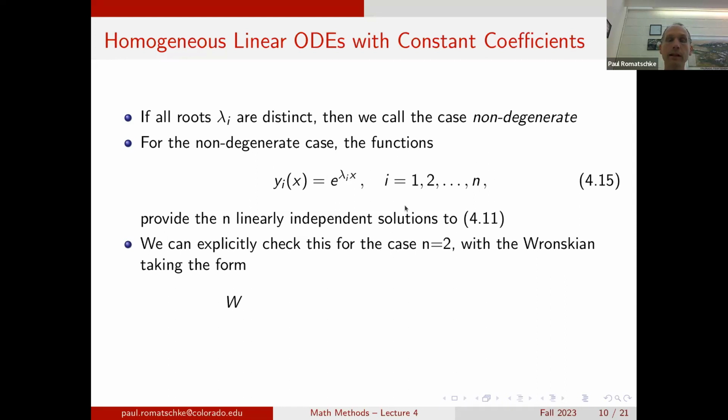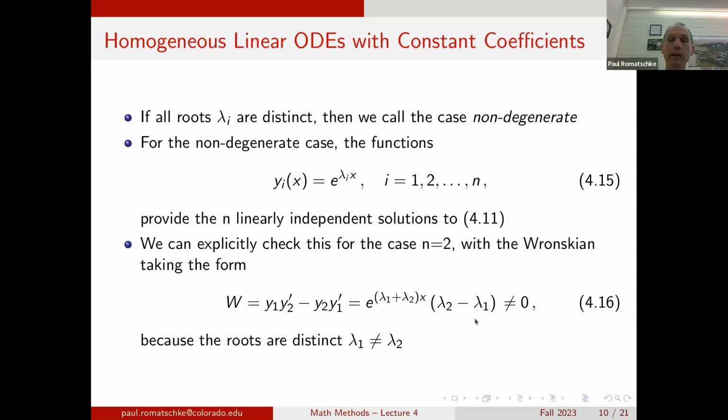We can check this explicitly again for the case n is 2 by calculating the Wronskian. For functions of this form, the Wronskian is easy to compute. It's just y1 y2 prime minus y2 y1 prime. So if you plug in these exponent functions in here, we get the exponential of lambda 1 plus lambda 2 times x. And from y2 prime, we get a lambda 2. From y1 prime, we get a lambda 1. But we assumed that lambda 1 and lambda 2 were different. So we find that this Wronskian is in general unequal to 0. And that means that indeed these two solutions are linearly independent.